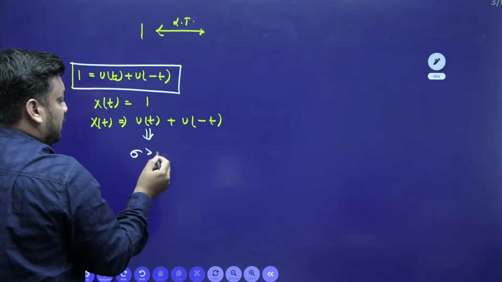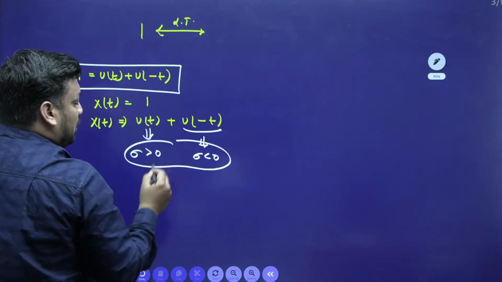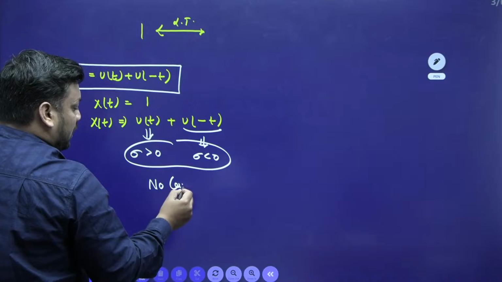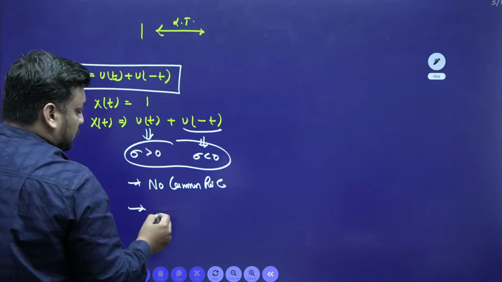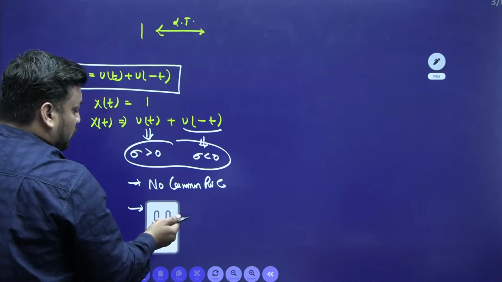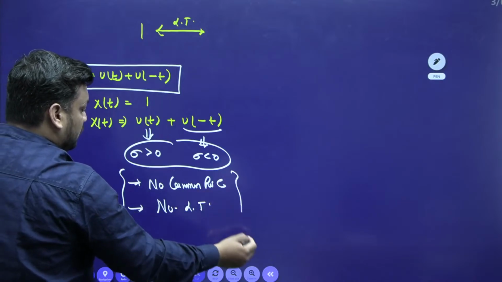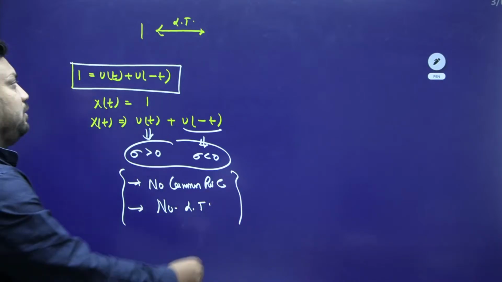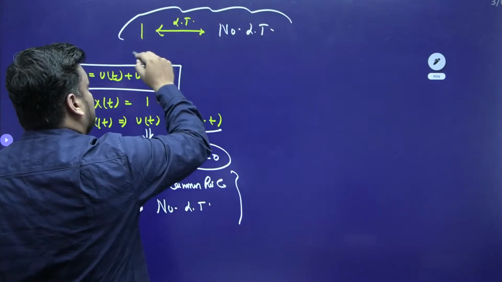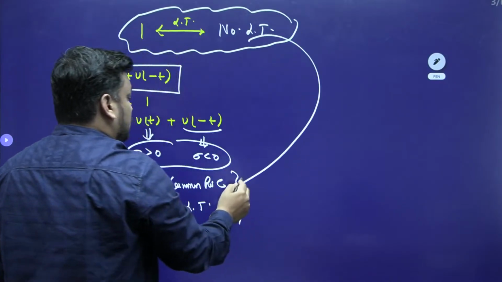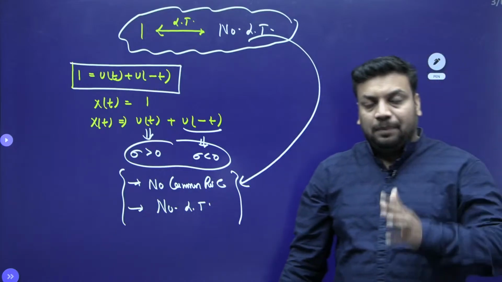The ROC of u(t) is sigma greater than 0, and the ROC of u(-t) is sigma less than 0. So there is no common ROC, and if there is no common ROC, there is no Laplace transform. I hope this is clear. If anybody asks about this, you should write: Laplace transform is not possible because of no common ROC. So the Laplace transform of 1 is not possible.